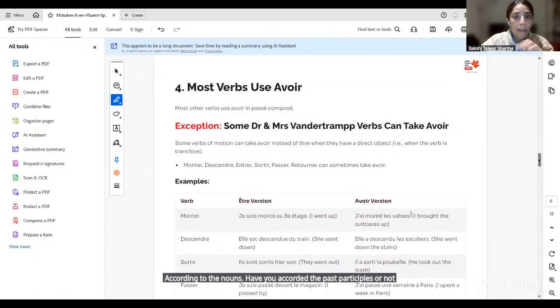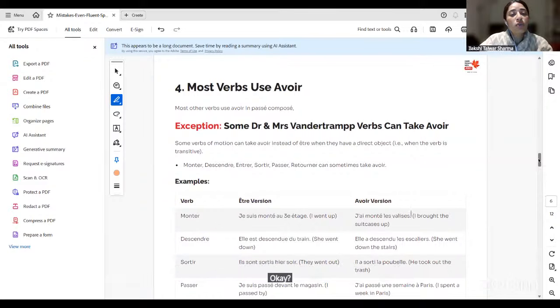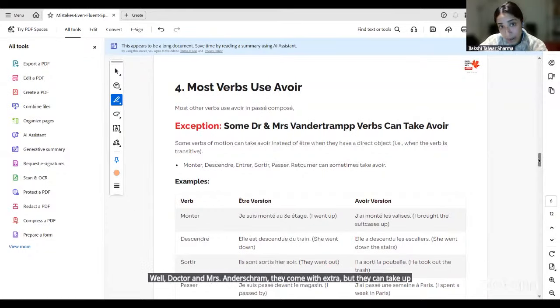Always make sure. Okay. While most of the verbs that you saw, Dr. and Mrs. Vandertramp, they come with être, but they can take avoir as well.